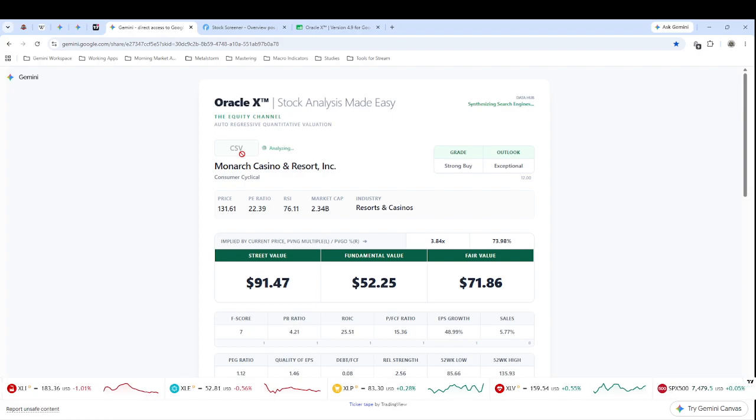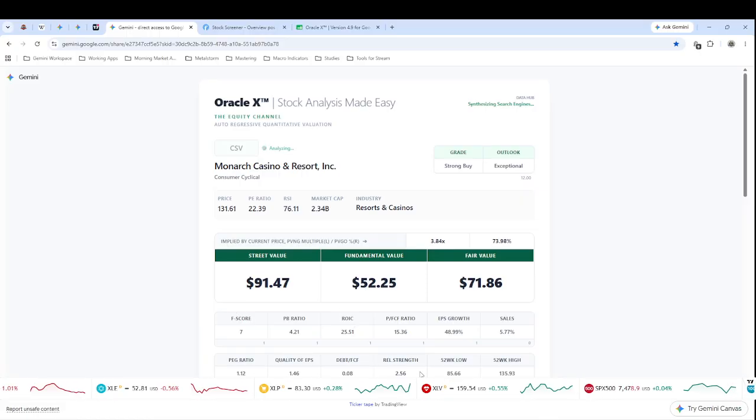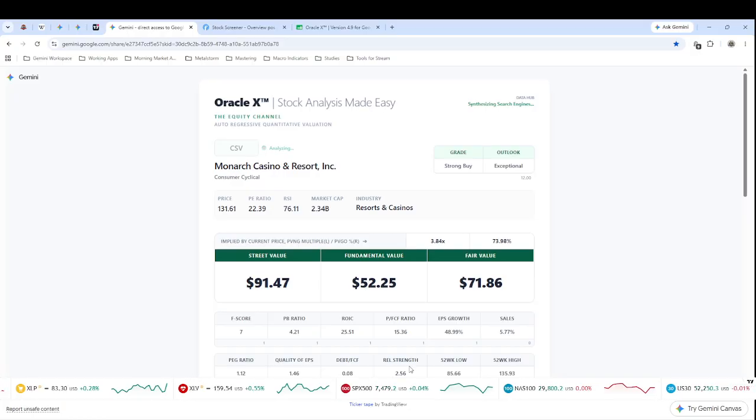So for now, here's what I want. I want stocks that have 1, 2, and 3. All 3 of these things have to meet all 3 of these elements: F score, return on invested capital, and relative strength. A bonus would be beautiful if they also are trading below the street value. Okay? So I'm going to look for this trifecta. F score, return on invested capital, and relative strength. They have to have all 3 of these things.